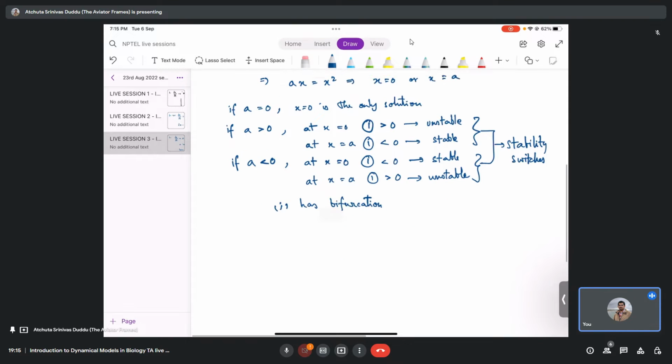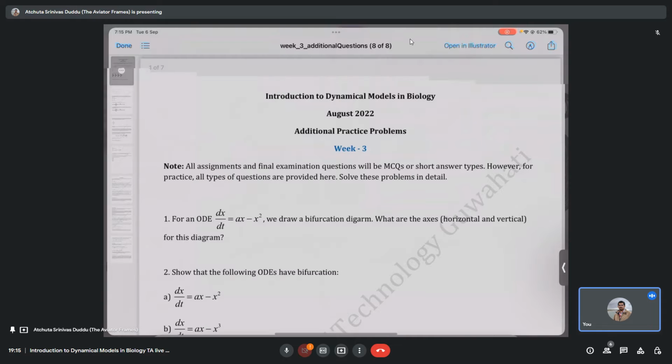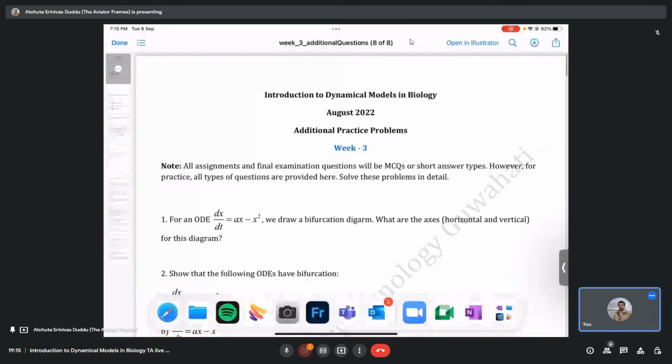Let's move on to the second one right now. What is the second equation? dx by dt equal to ax minus x cube. Let me just check that. Yeah, it is ax minus x cube.